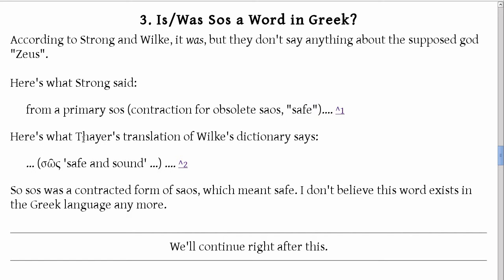Now, remember, this is Greek. Thayer translated Wilke's dictionary. So I believe Wilke wrote his dictionary in Latin. Thayer translated it into English, and this is what it says in English. Same thing, just like Strong, this information comes from the definition for sozo. He was saying that sozo comes from the word sos, which, as he says, means safe and sound. So, sos was a contracted form of saos, which meant safe. I don't believe this word exists in the Greek language anymore.